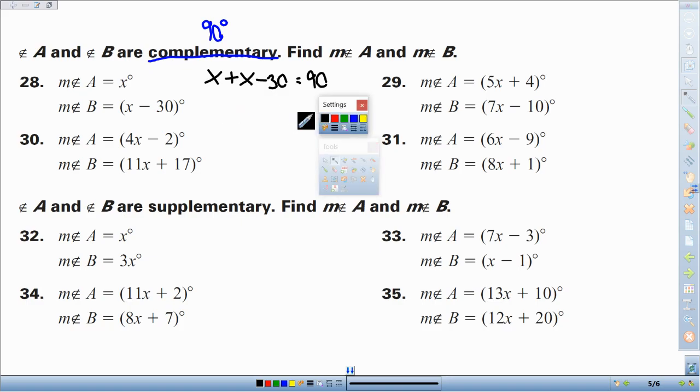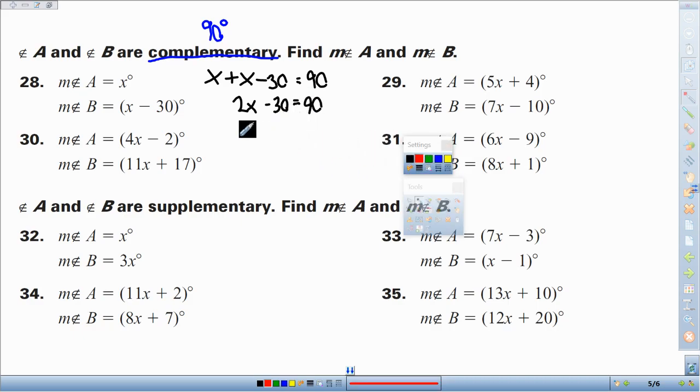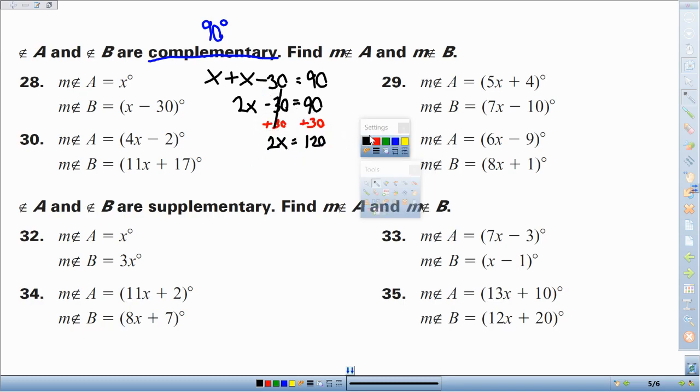Just combining my like terms, an x and an x gives me 2x minus 30 equals 90. Now to solve for x, I'm going to add 30 and divide by 2. So 2x equals 120, and dividing by 2, half of 120, x equals 60.